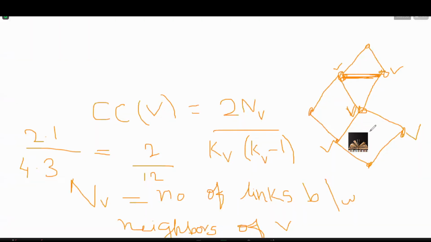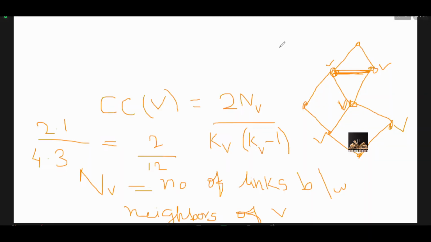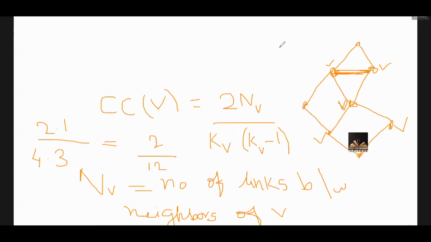See here. I'm using color now. Here, this is node V, for which I need to find the clustering coefficient. So what is the formula? 2 into NV divided by KV into KV minus 1. Here, NV is nothing but the number of links between neighbors of V. Please understand this point.